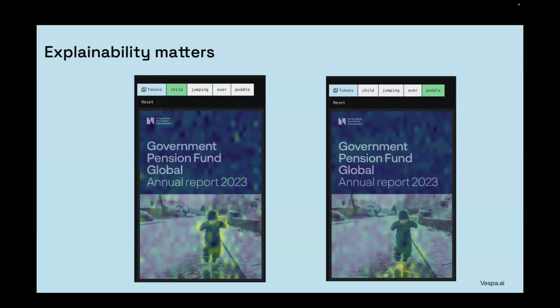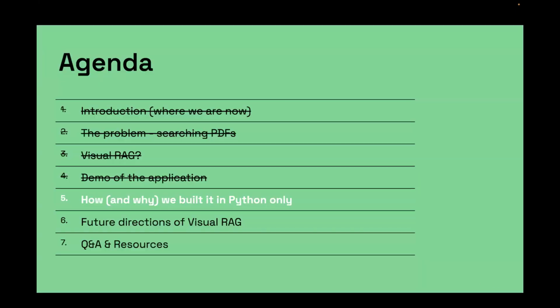or this document retrieved. So here's just a toy example, and nobody wants to query for child jumping over puddle, but it was quite amusing to us to actually see where the token child is most similar to the image. You can see that it highlights around the child. If you select the token puddle, you can see that the puddle is highlighted. This is cool. It gives some understanding.